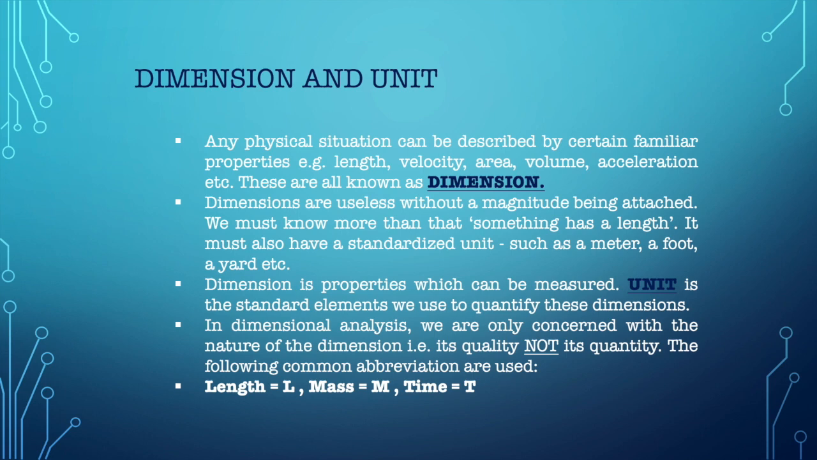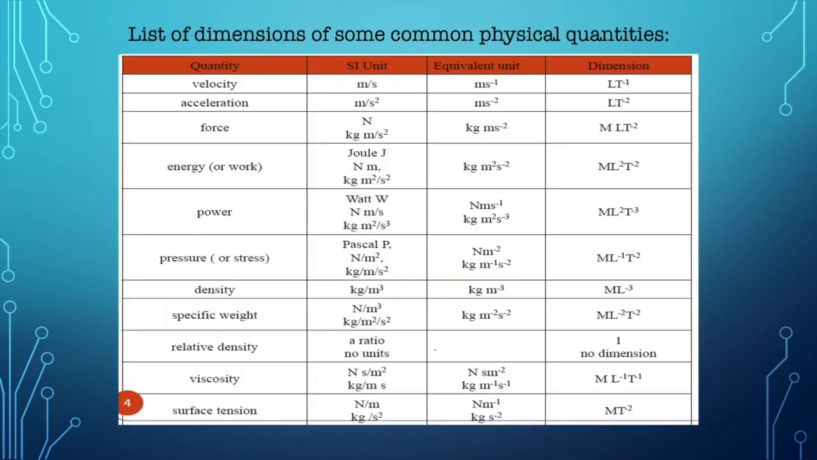So the primary dimensions in this chapter, we only consider three: length, mass, and time. So this is a list of dimensions for common physical properties. Take a look at the velocity here. The SI unit for velocity is meter per second. When we change it into dimension form, meter is length, L, and second is time, T, so T minus 1 means L over T. Acceleration, meter per second squared, in dimension form will be L over T squared, or LT minus 2.